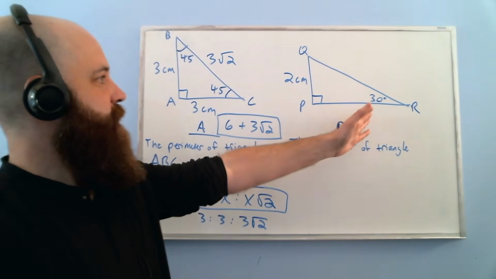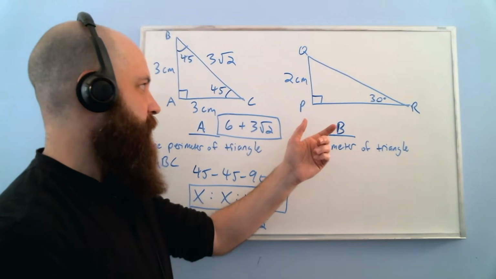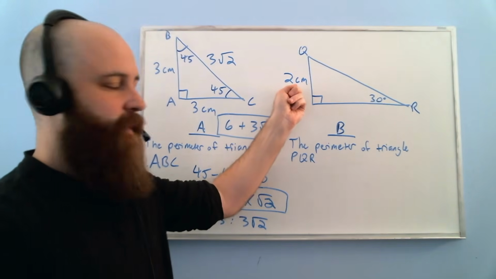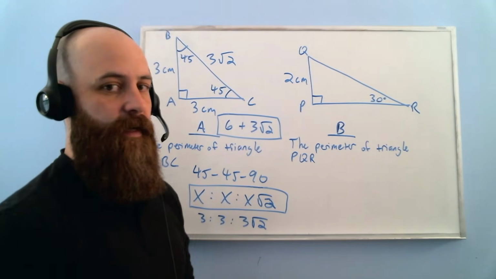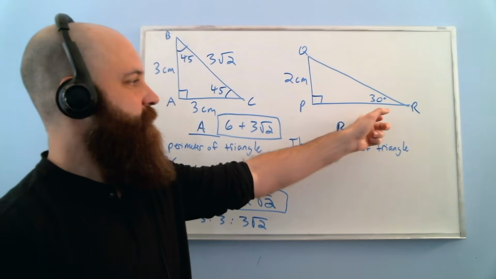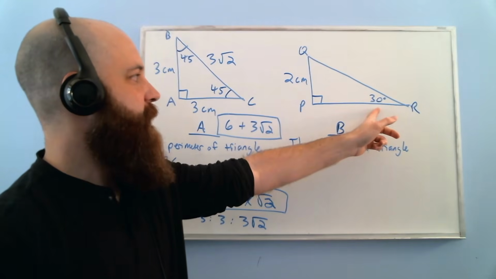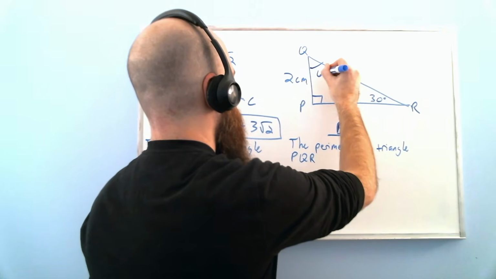Okay, let's proceed to triangle PQR. Well, I want to find the perimeter. I'm told that it's a right triangle, but I only know one of the three sides. So I can't use the Pythagorean theorem here. For that to work, I'd need to know 2 out of the 3 sides. So what can I do? Well, the key is to recognize that you have another special right triangle here. I have a 30-degree angle, I've got a 90-degree angle. So to add up to 180, this one has got to be 60.